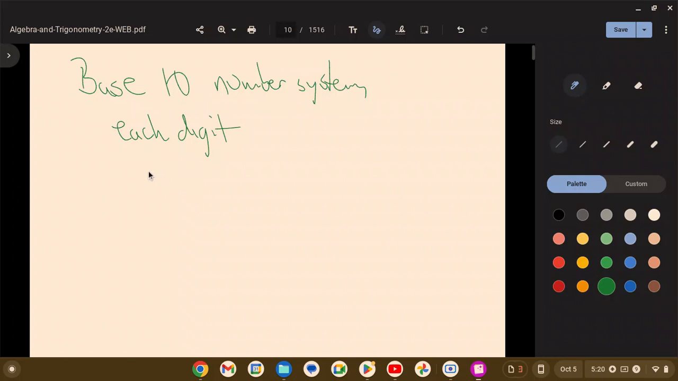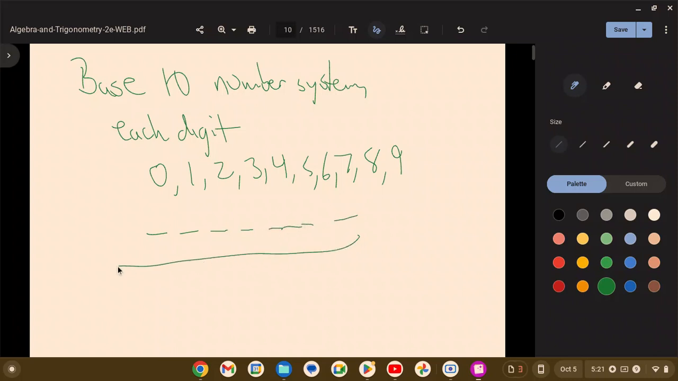So I'm using the base 10 number system, where each digit can be represented by the following: 0, 1, 2, 3, 4, 5, 6, 7, 8, 9, and it can go on for as long as needed. I'm going to draw that. N equals 0, N equals infinity.